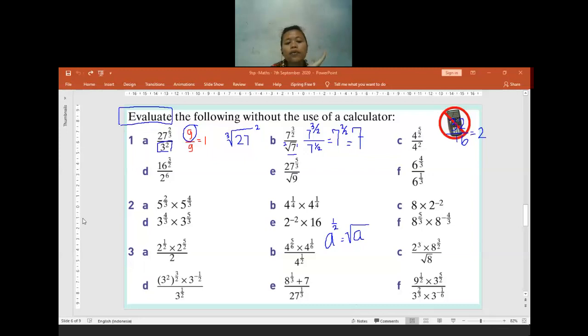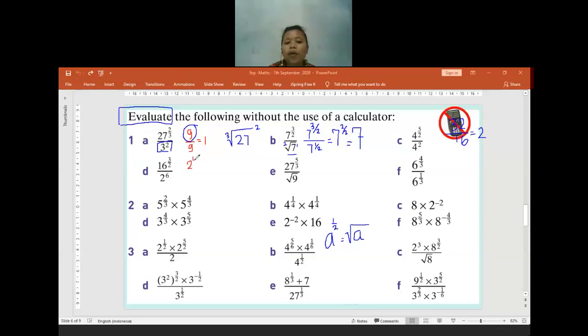You don't always have to find how many is 2 to the power of 6. You can make all of them into the same base. Yes, Crystal? No, teacher. Okay. So in here, you don't always have to find the value of each number. 64 divided by 64 equals 1.